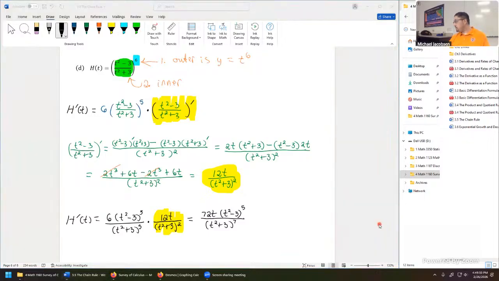Naomi says, so you wouldn't be able to leave it as just multiply. I would say if you left it, say, like this, or even in this format right here, that would have been okay with me. So let's say an alternate answer, h prime of t is just fine left as 6 times t squared minus 3 to power 5, divided by t squared plus 3 to power 5, times 12t over t squared plus 3 squared. That would have been a totally fine answer as well in that format.